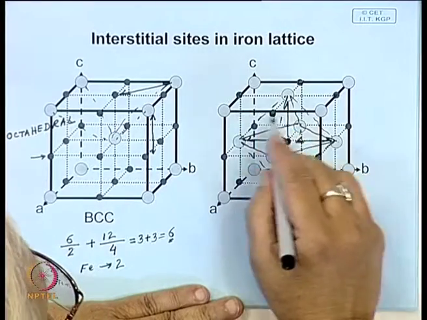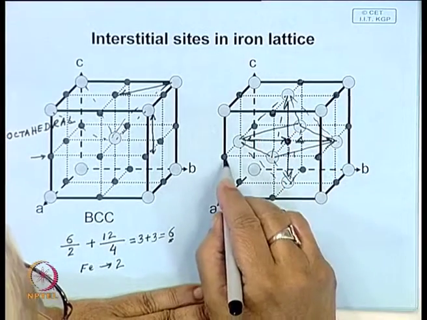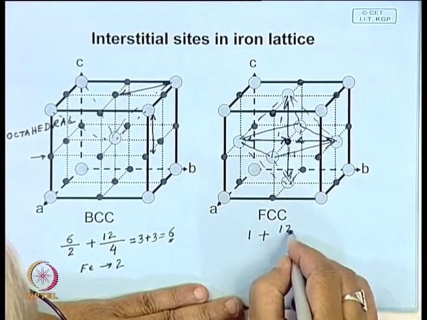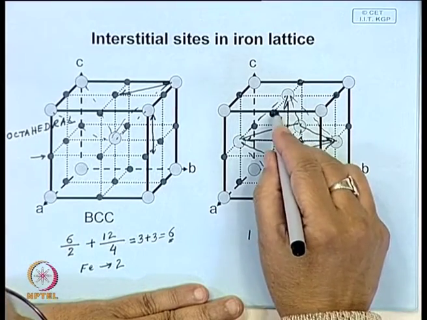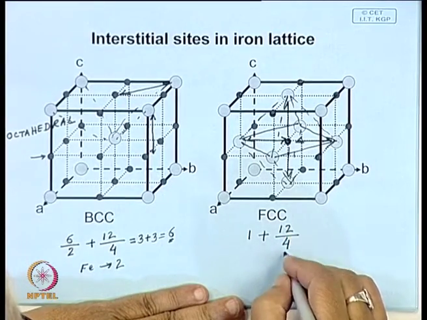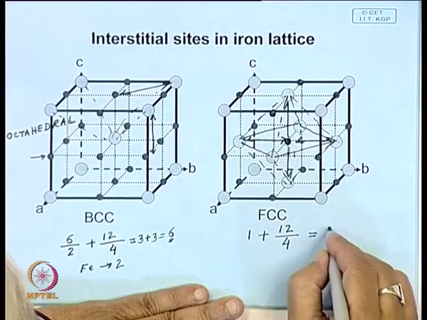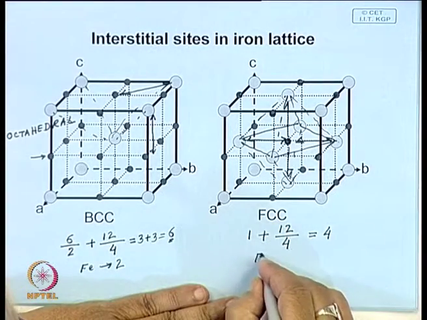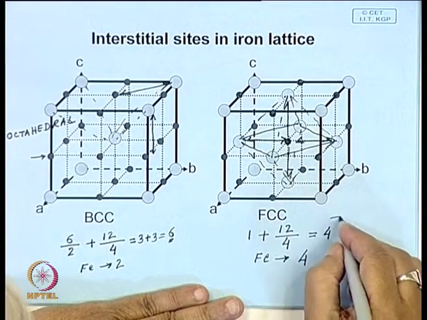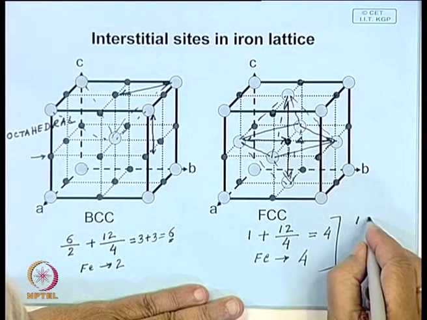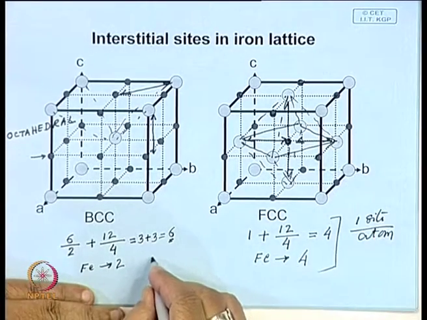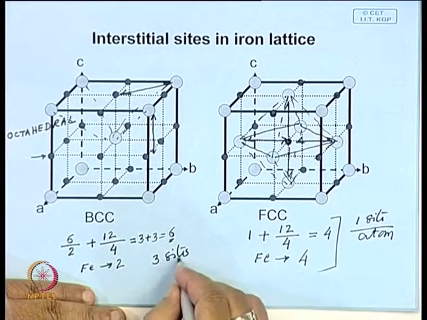And here if you try and calculate the number of interstitial sites, what you have? You have 1 at the center and you have the centers of 12 edges, and on each edge you can have 4 unit cells. So, its contribution is 1/4 and this will add up to 4, and in the FCC lattice you have 4 iron atoms per unit cell. So, here you have 1 site per atom, whereas in BCC you have 3 sites per atom.